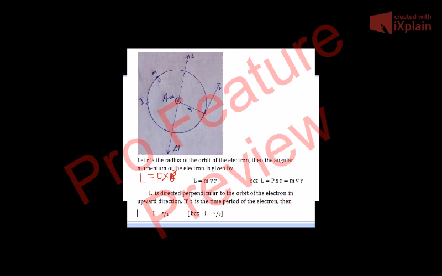If T is the time period of the electron, then I will be equal to e upon capital T. Here T is the time period, it is actually capital T, it is the correction. Capital T is the time period of the electron, then I will be equal to e by T, because we know that current I is equal to charge by time.